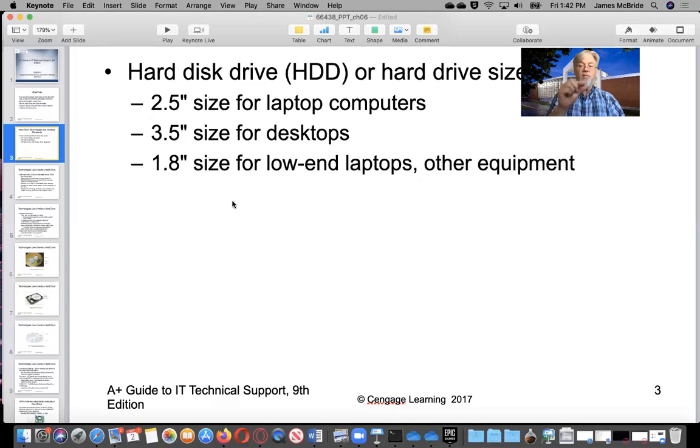In other words, it's even thinner. It's very important to know which one you're looking for. You may think, well, it's not going to matter. Well, obviously the 2.5 is not going to fit in a 1.8 space. A 1.8 will fit in a 2.5 space, but now it's going to be flopping around in there. It won't mount correctly. You don't want that to happen.